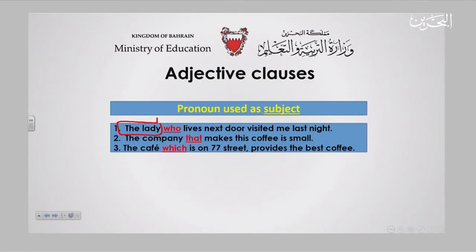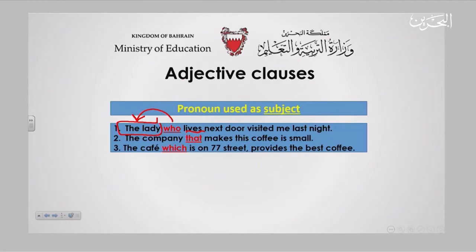For example, here I'm saying who lives next door visited me last night. Who lives? So I'm talking about someone who lives next to me or next to anyone else. So the lady is the subject. Who refers to the lady. Pronoun used as subject. Who is the pronoun? It's referring to the lady, which is the subject.